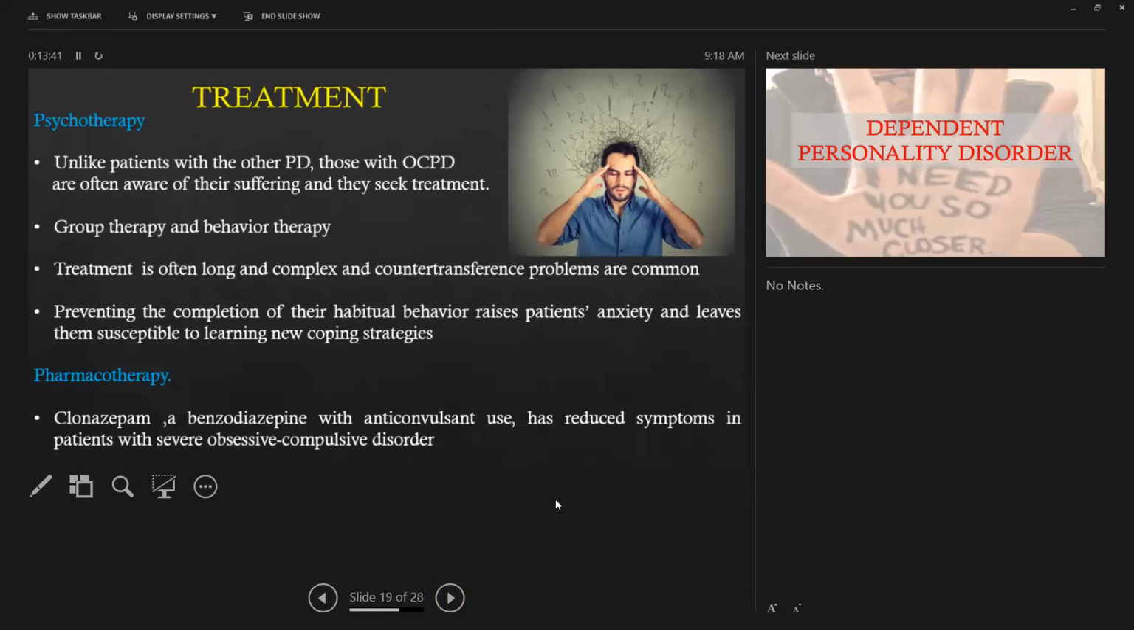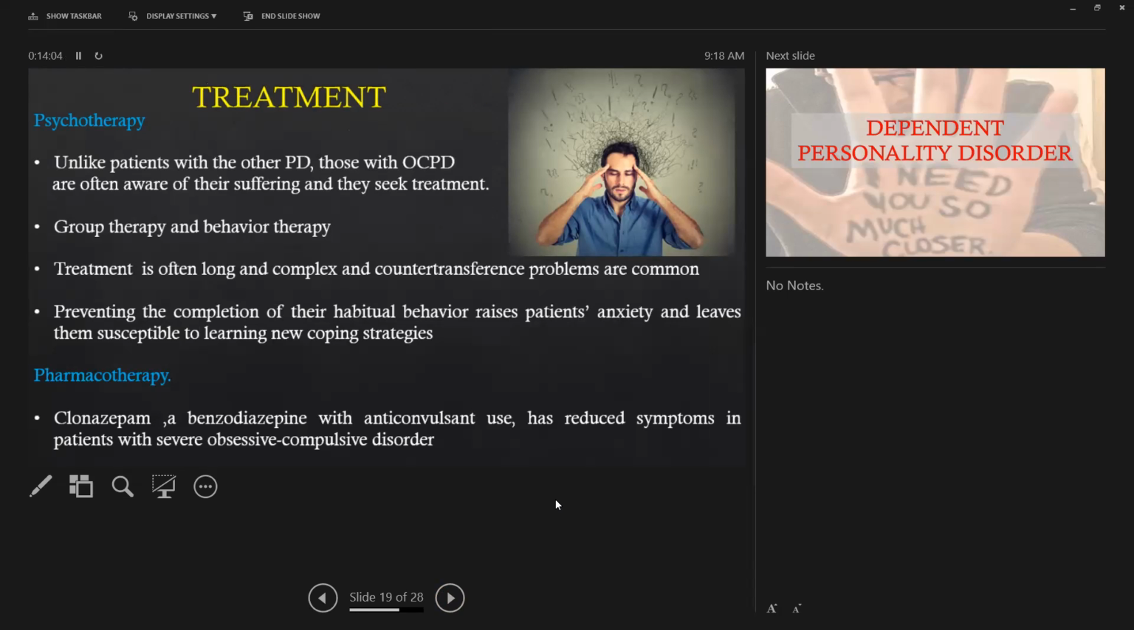The treatment can be psychotherapy as well as pharmacotherapy. In psychotherapy, unlike patients with other personality disorders, those with OCPD are often aware of the suffering and they may seek treatment. Group therapy and behavioral therapy can be used. Treatment is often long and complex, and countertransference problems can also occur.